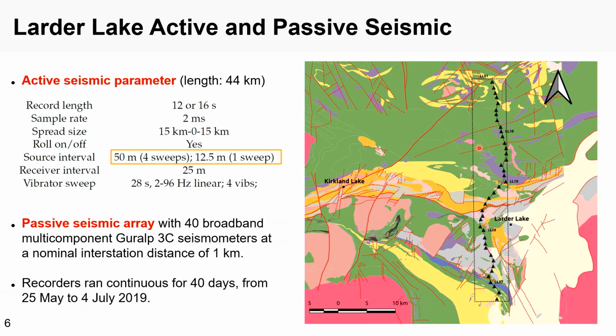On this transect, we had 44 kilometers of active seismic, which is the reflection seismic, and that was done in 2017. In 2019, we did a passive seismic. We laid down these broadband seismometers. They recorded continuously for 40 days, and we were able to generate two kinds of independent information out of these passive seismics.